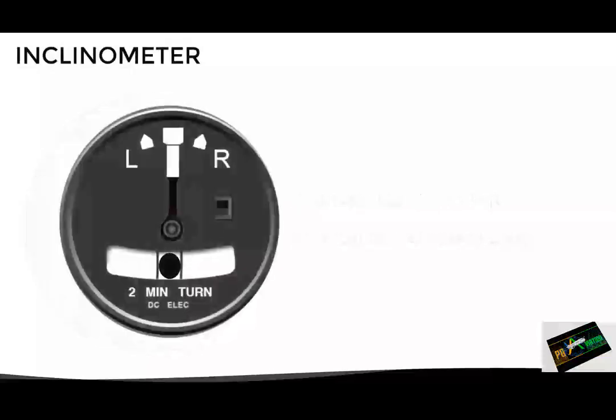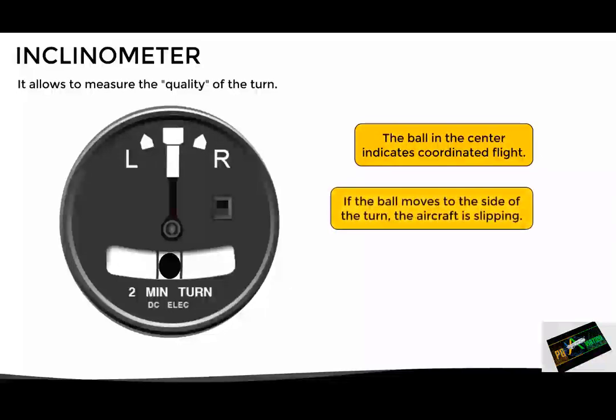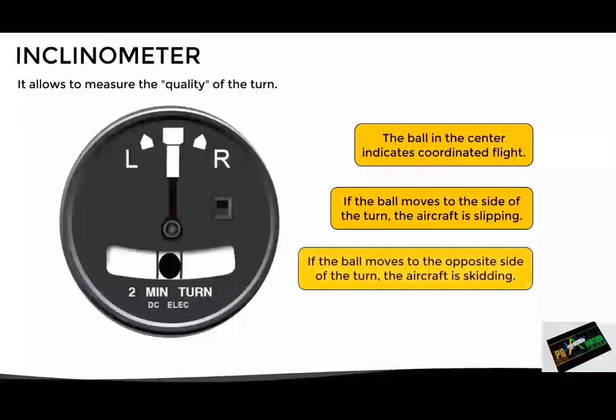In general terms, we can say that it allows to measure the quality of the turn. The inclinometer is the simplest instrument that we will find in an aircraft since it consists of a capsule filled with liquid and a ball that is free to move inside. In this case, if the ball remains centered in the capsule, it will indicate a coordinated flight. If the ball moves to the side of the turn, it will indicate a slipping turn. And if the ball moves to the opposite side of the turn, it will indicate a skidding turn.